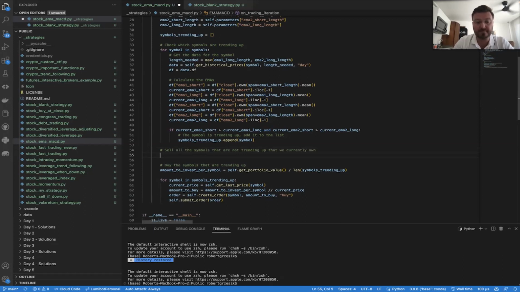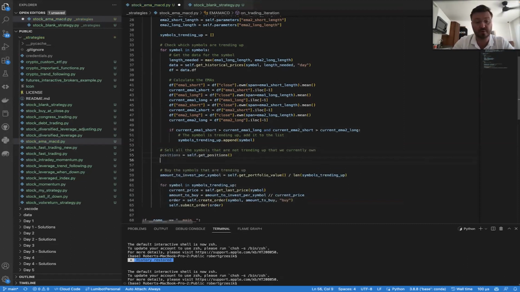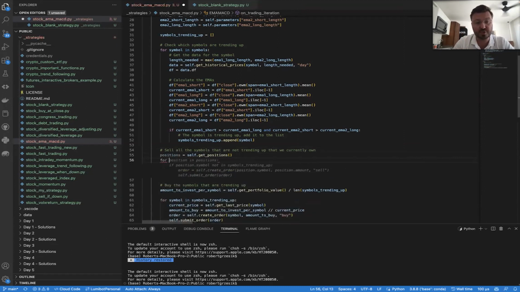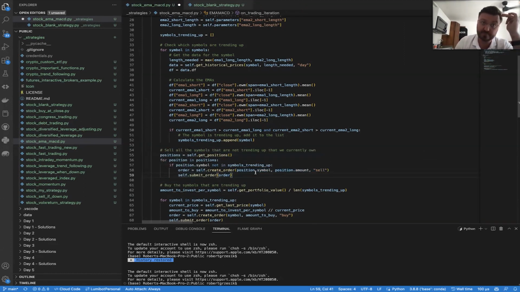So we'll go positions equals self.get_positions, which is everything that we own. And we're going to go through for position in positions, right? And then if position.symbol is not in symbols trending up, then we create a sell order. Position.symbol is what we're going to be selling. The amount is however much we own, that's our entire position. And we're going to do a sell. So if it's not trending up anymore and we own it, then we're going to sell it, right?